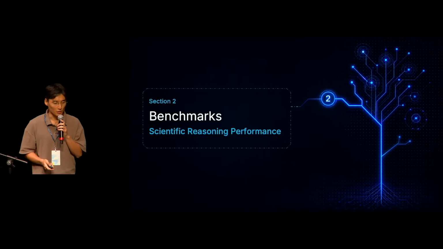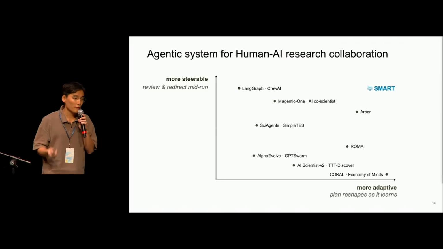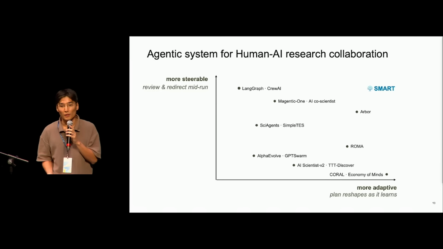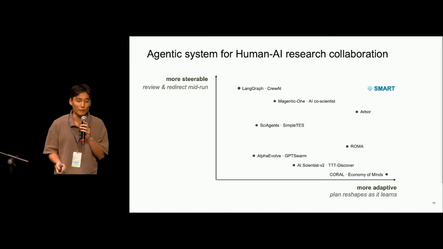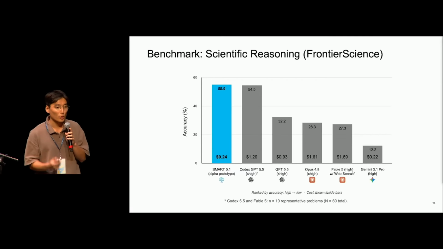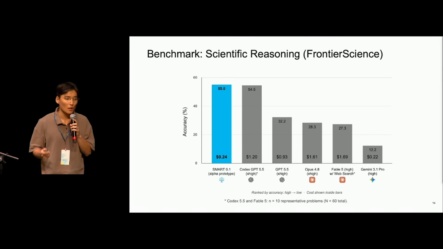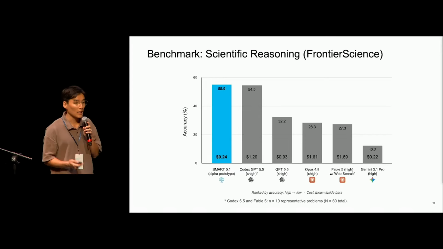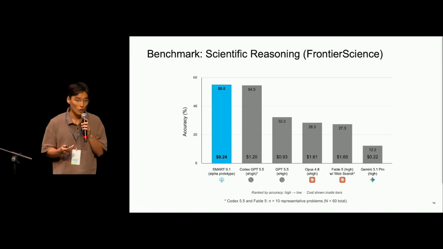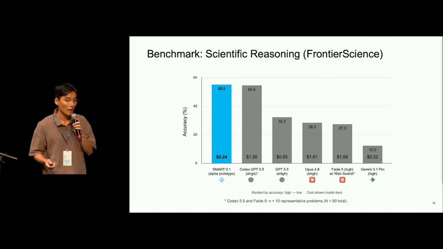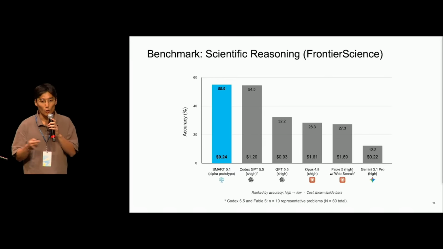Okay, now let's move on to the benchmark results. While there are many different agentic systems for scientific discovery, SMART has advantages in that it is both steerable and adaptive. And that's because we designed it to be structured and flexible at the same time. We compared the performance of our alpha prototype of SMART against frontier models and systems on a scientific reasoning benchmark called Frontier Science made by OpenAI. And as you can see here, our prototype is achieving the highest accuracy with the cost that is only 1/5 the cost of the second best system, which is Codex 5.5. And the low cost is achieved by using GLM 5.1 as the underlying model, and high accuracy is achieved by orchestrating the agents.